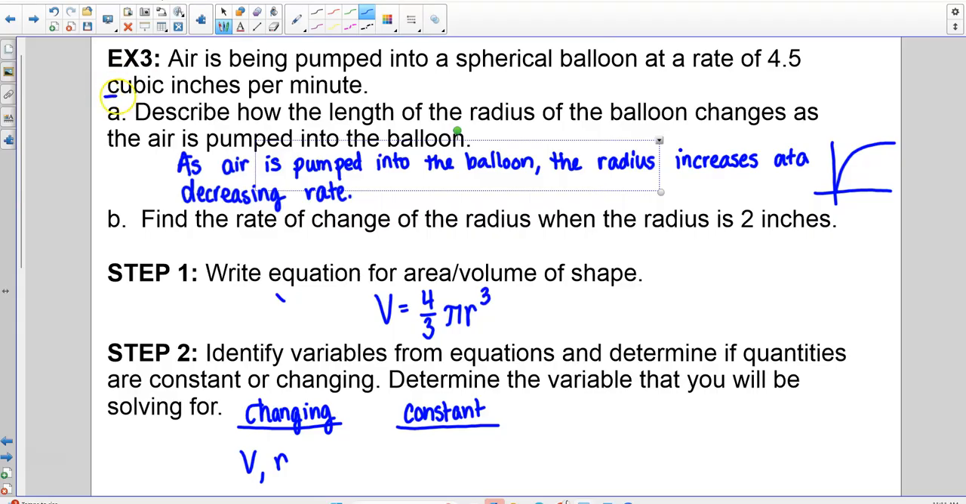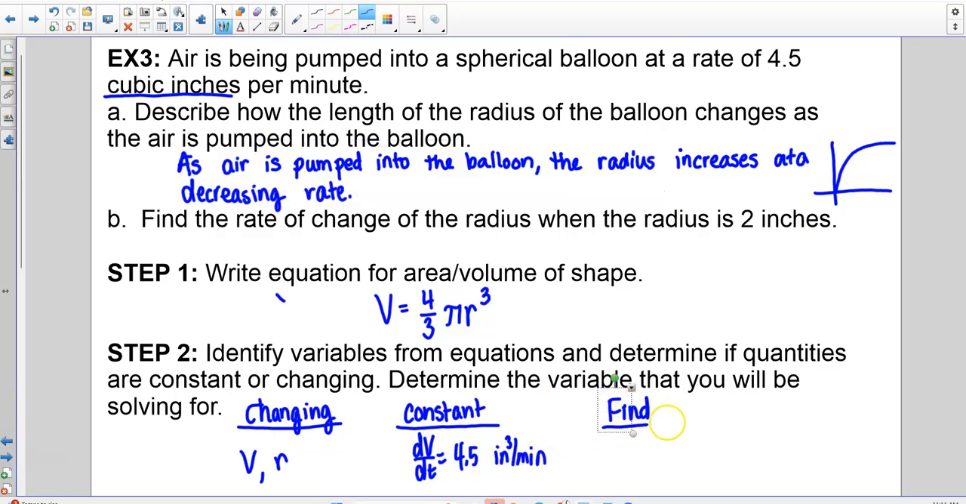I can know that because it's cubic inches per minute, right? You just about would have to say radius to be talking about the radius here. But volume, you don't necessarily have to say the word volume to mean volume here. So dV/dt is 4.5 cubic inches per minute. And then we need to think about what we need to find.